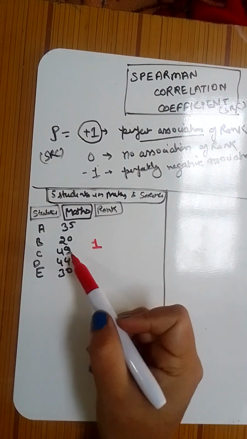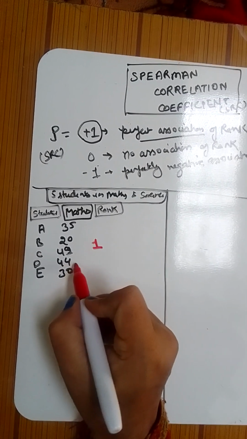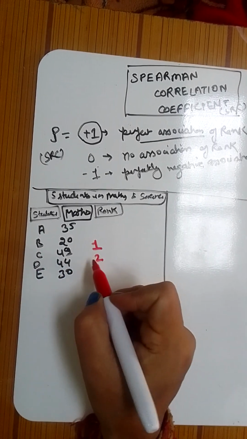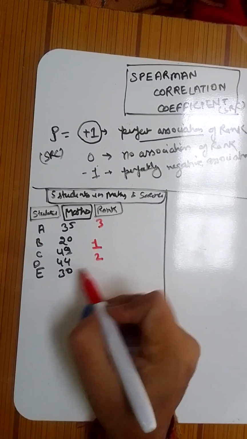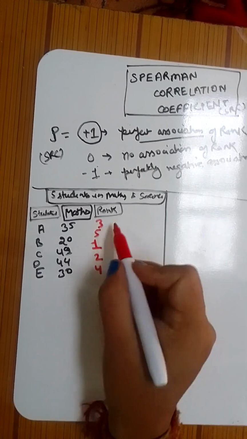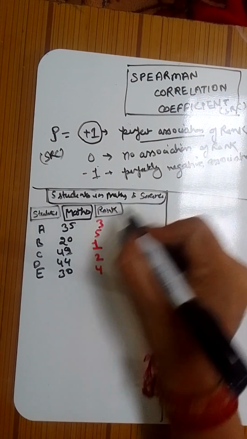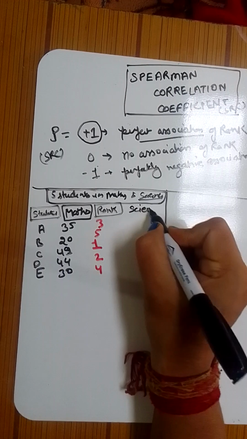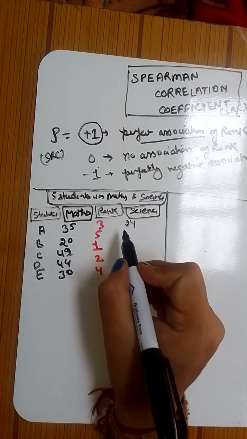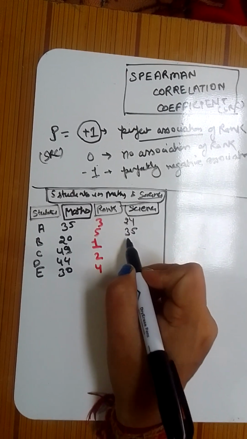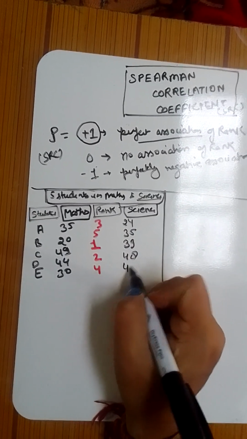Now you tell me the second rank, who got the next highest marks in maths. Second is 44, that is D. D got second rank. After that, who got third rank? A got third rank. Which is fourth? E got fourth and B got fifth rank. Now we'll see the marks gained by those 5 students in the science topic. Let's suppose A got 24, B got 35, C got 39, D got 48, and E got 45.